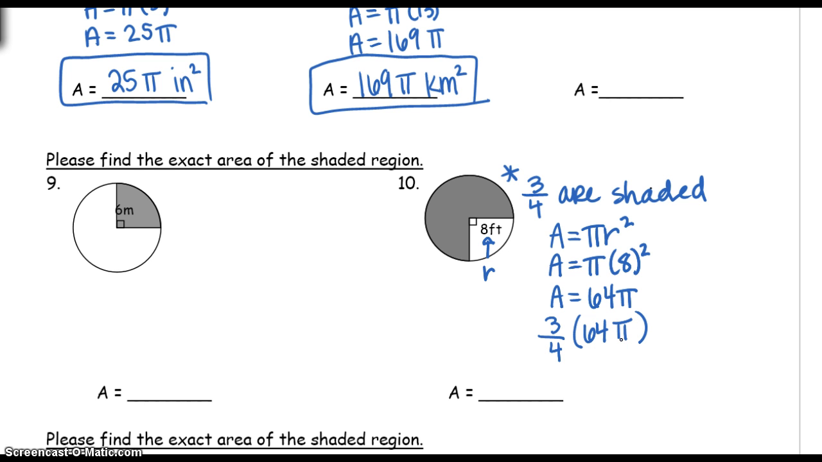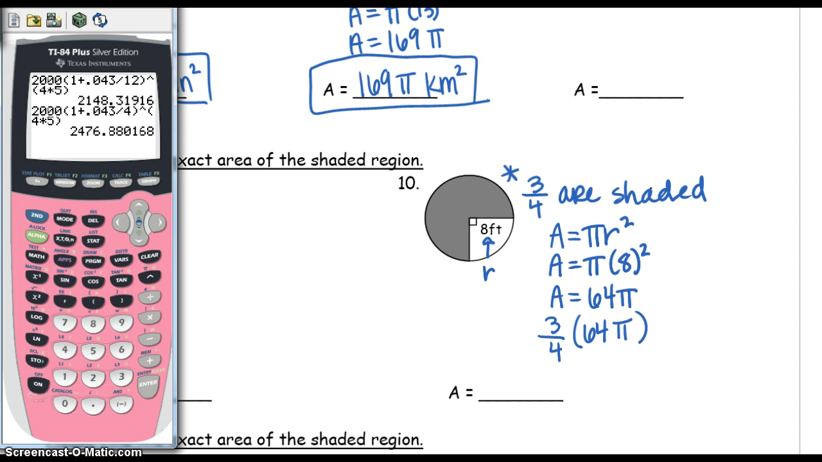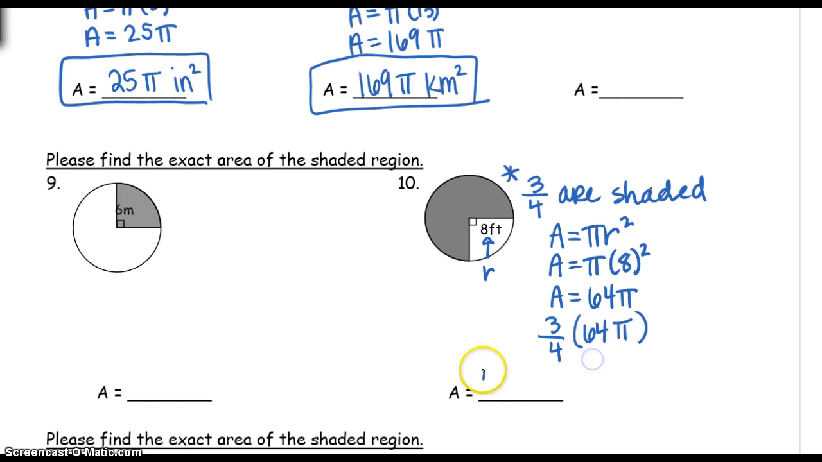Now, if you're struggling with 3/4 of 64, you could do it in the calculator. So I'm going to do 3 divided by 4 and multiply it times 64. Notice I use parentheses, and I get 48. So our area is 48 pi, and what are our units? Feet. Are these square or not squared? They're squared because they're area, okay?